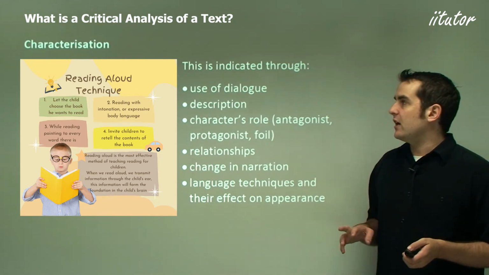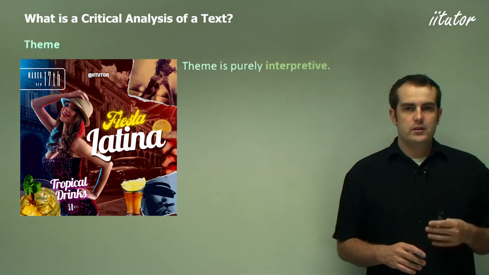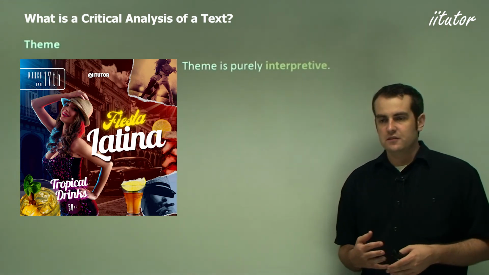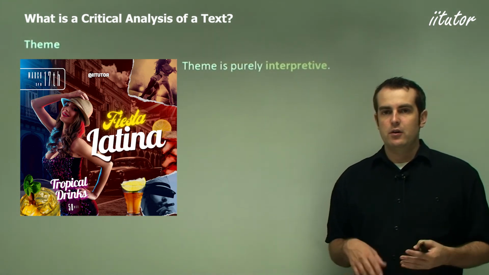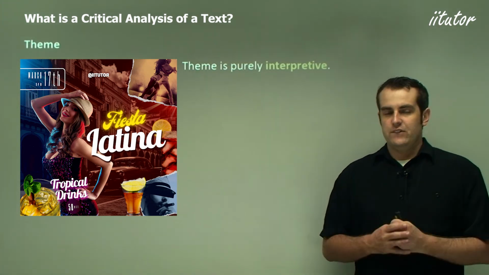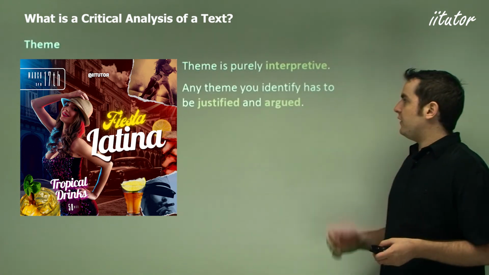Now the final thing we're going to look at is theme. Theme is probably one of the harder ones to interpret because it is purely interpretive. Stories won't tell you what a theme is. They won't say the theme of this story is this. You have to interpret them. You have to justify them and argue.